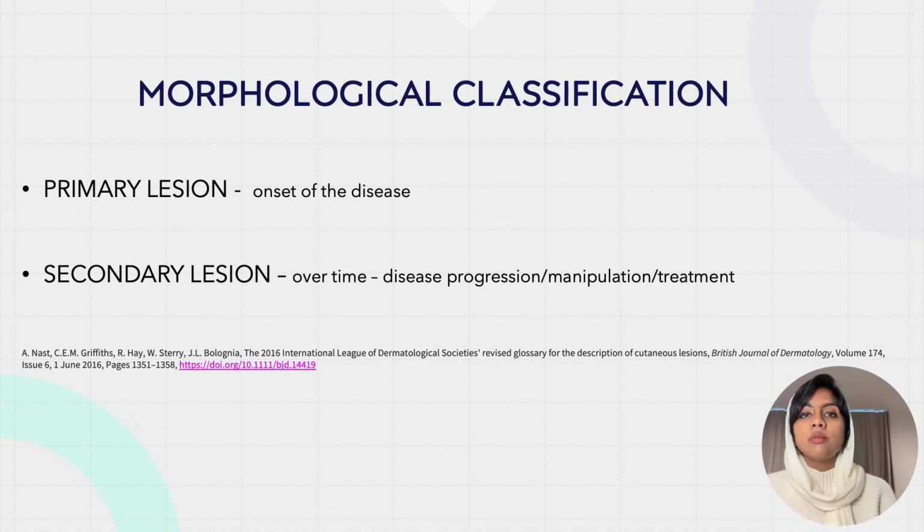Not in all cases do we get to see patients with pure primary lesions. In most cases, they are patients who have tried treatments on their own or who have consulted other dermatologists or consultants. In that case, what we are seeing is probably nothing but secondary lesions. Secondary lesions can be because of changes that a disease undergoes over time, because of the medications that the patient applies, or because of manipulation. All of these can lead to secondary lesions.